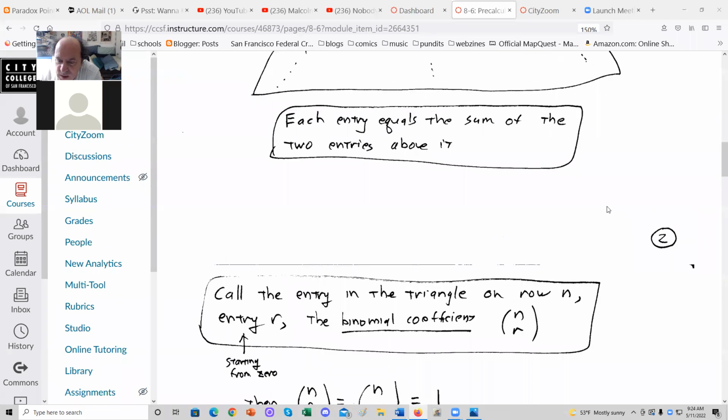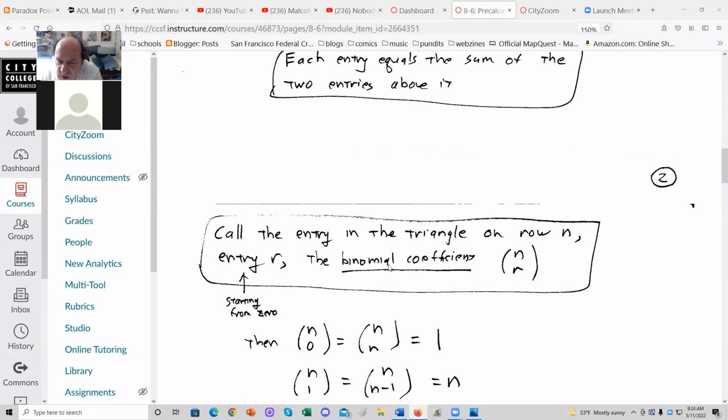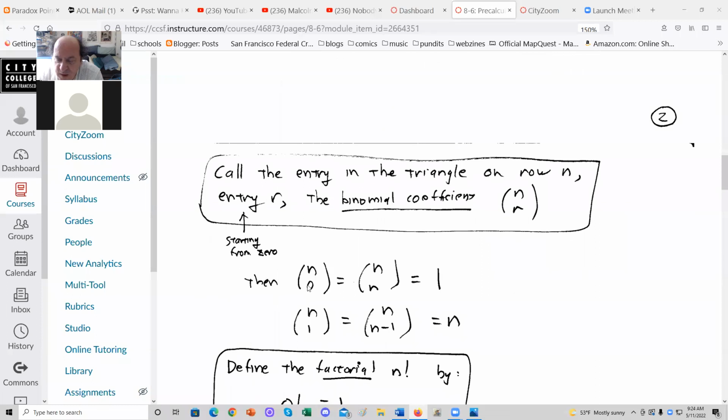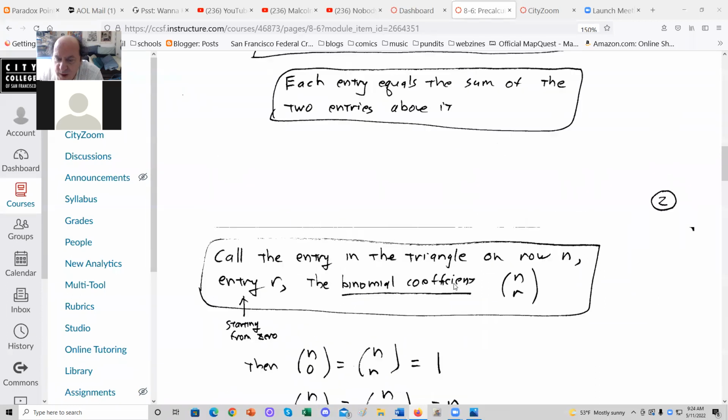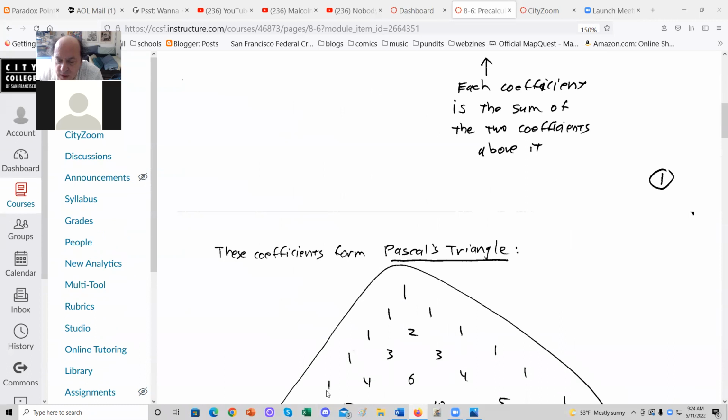We call these terms the binomial coefficient, written N over R, pronounced N choose R, because it has to do with something called combinations, the number of ways to choose R things from N. So N choose 0 and N choose N is 1. That means all these ones here and all these ones here.